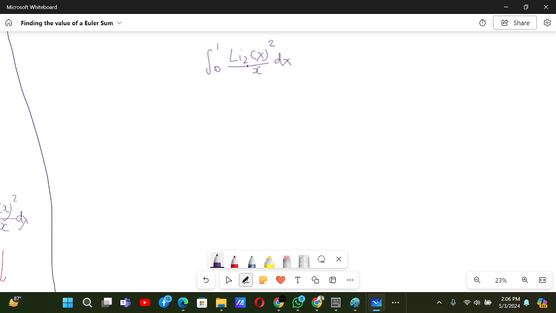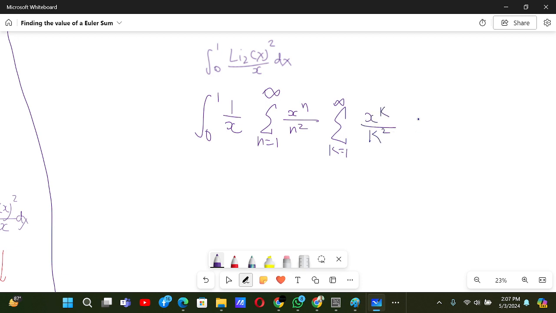Now to solve this, we will basically use the sum definition of the Li function. Okay, so integral from 0 to 1 by x. There are two Li2 functions. One of them is sum from n equals 1 to infinity x to the power n by n square. Again, there's another Li function as well, sum from k equals 1 to infinity x to the power k by k square. And last there is dx. Now let's interchange the integral and sums. Sum from k equals 1 to infinity, sum from n equals 1 to infinity, x to the power n plus k minus 1 by n k square dx, and integral from 0 to 1, not to forget that.